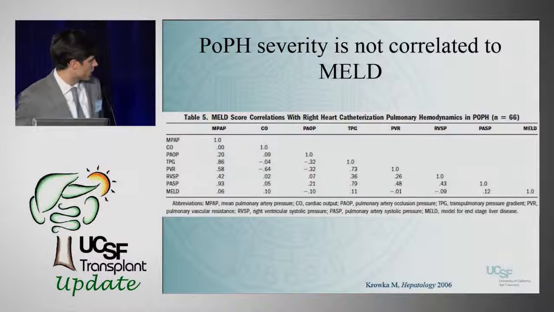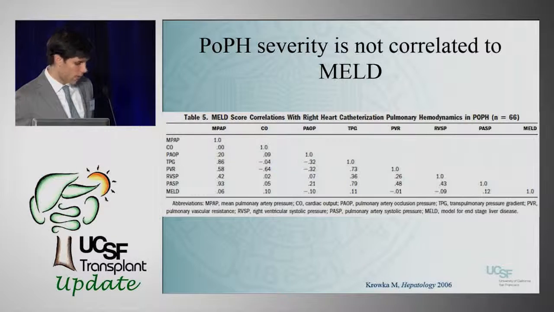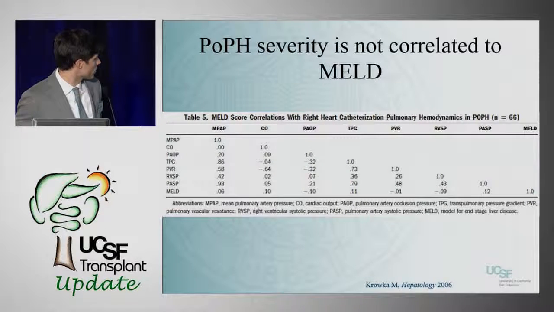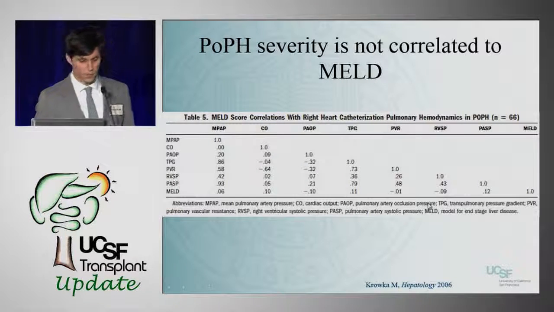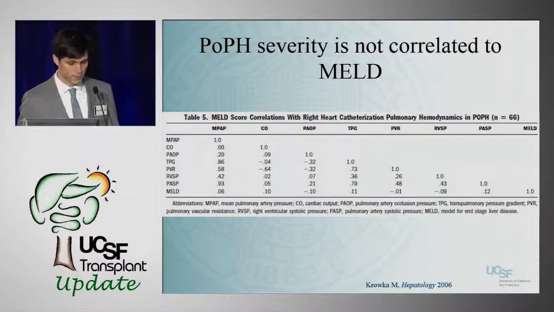And this just brings that home. If you look at the last row here, it gives the correlation between the MELD score and all the different invasive hemodynamics we look at. Things like the mean pulmonary pressure, there's essentially no correlation at all. Cardiac output, there's not much correlation. Essentially zero correlation with PVR itself. So it's not just the most advanced end-stage liver patients who get portopulmonary hypertension.